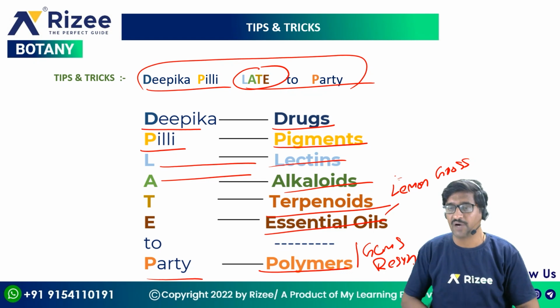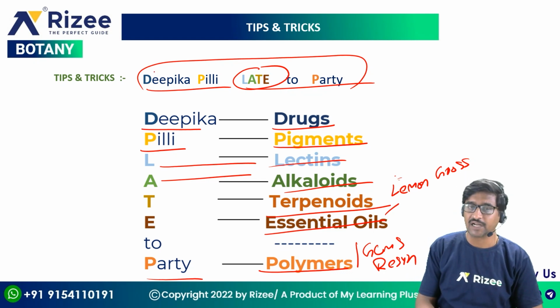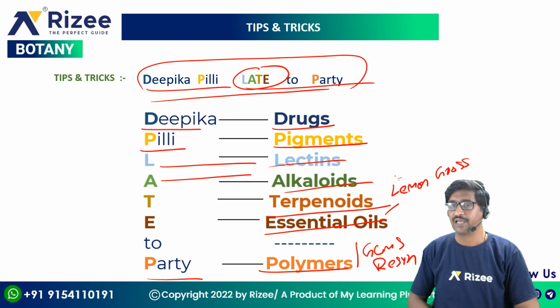So this is the most important tip and trick to remember secondary metabolites, that is Deepika Pillai late to party.